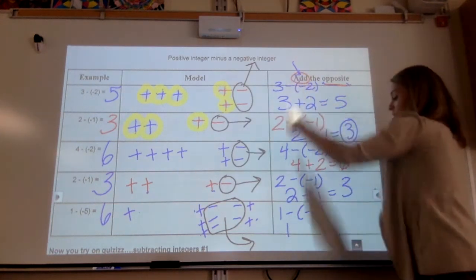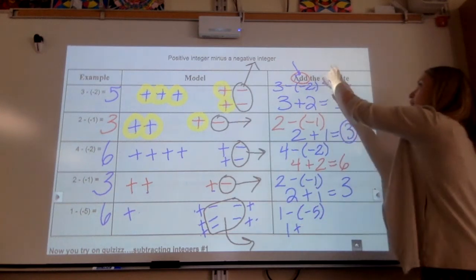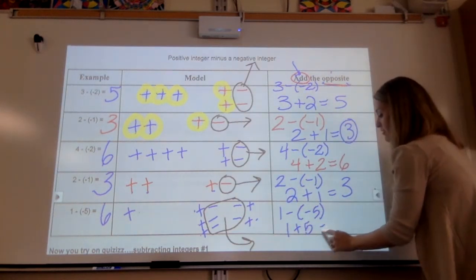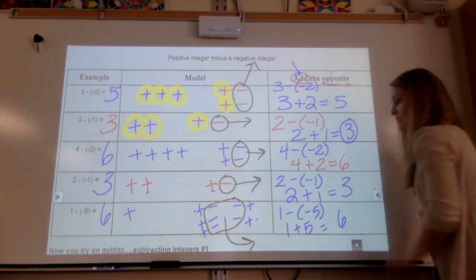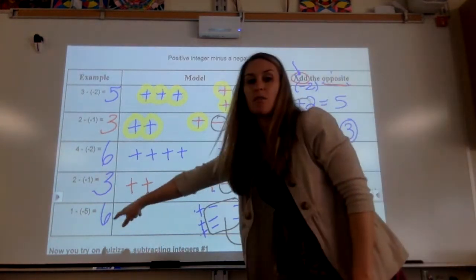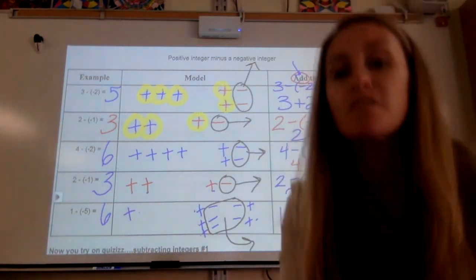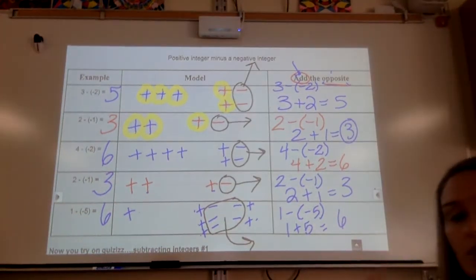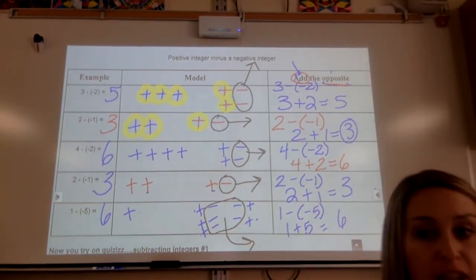Subtraction becomes addition. Negative 5, the opposite is positive 5. 1 plus 5 is 6. 6 here, and we got 6 with our model. All right, so if you pause the video, hopefully you came back in and you were able to check your answers. Hopefully you're starting to catch on.